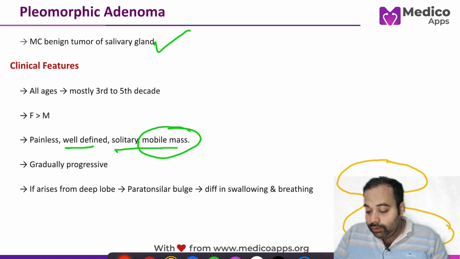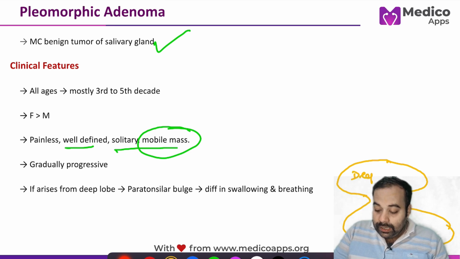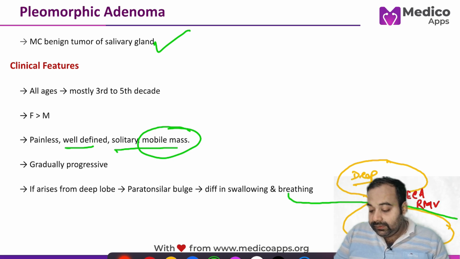So one is your deep lobe, another is your superficial lobe. So let's suppose this is your superficial lobe and this is your deep lobe. Now in between these two lobes we have two important structures, that is your external carotid artery and the retromandibular vein. And we have the facial nerve that basically runs like this, the facial nerve trunk.